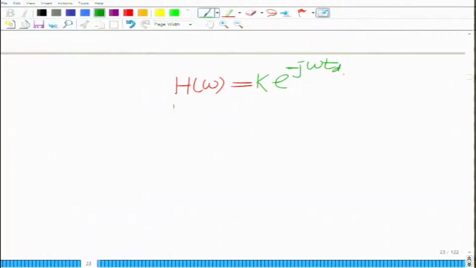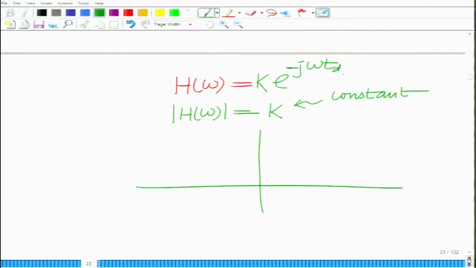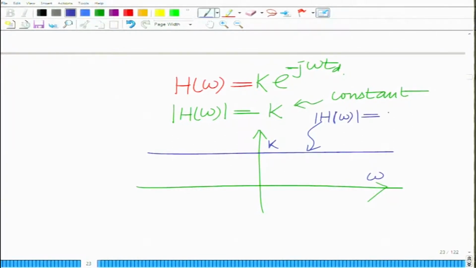Which means if you look at the magnitude spectrum, we have magnitude of H of omega equals k, that is a constant. So, for a distortionless system, the magnitude spectrum looks as follows: it has to be constant over the entire frequency band. So, this is your magnitude of H of omega equals constant over the entire frequency band.